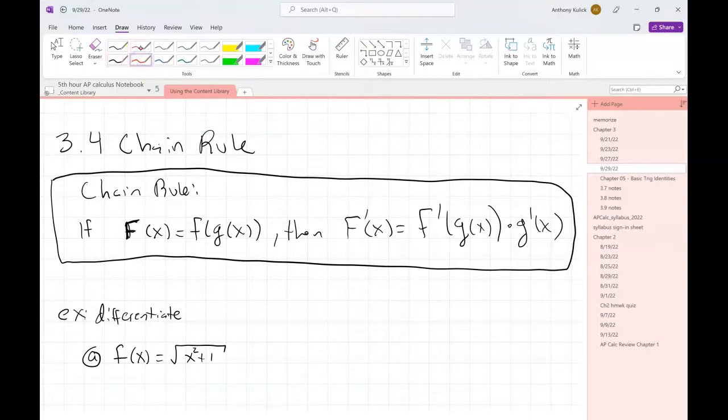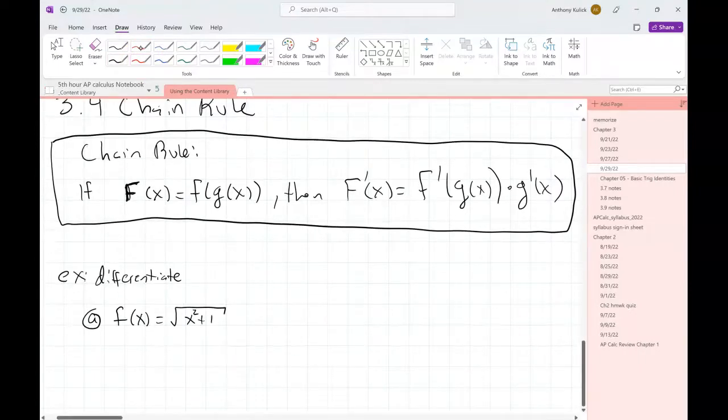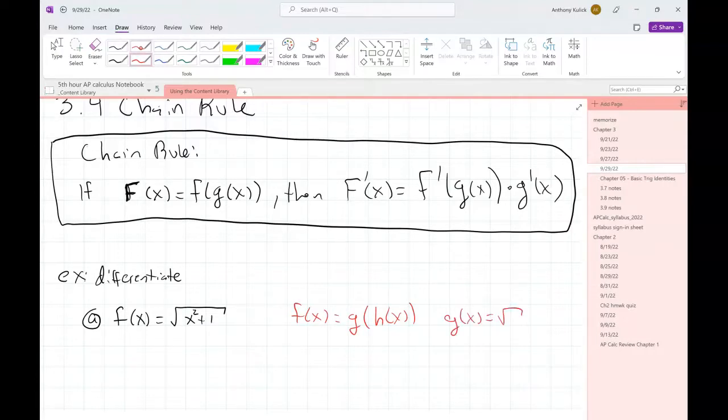So let's say that we have the composite function, the square root of x squared plus 1. What are my two composites? What is my outer function? The outer function is the square root of x, and the inner function then would be x squared plus 1, right? Because if I compose those two, if I plug x squared plus 1 into g of x, I get the original there. So everybody, can we see that, Elvis?